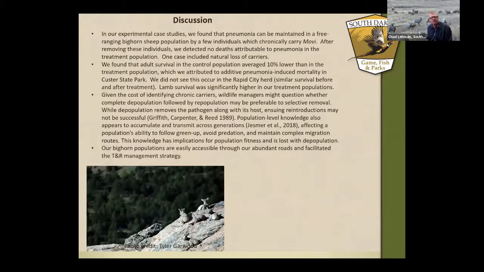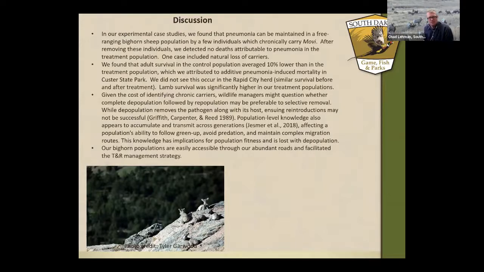Given the cost of doing this work, it's very expensive to radio mark and test all of the individuals within these herds. Managers might be wondering, why not just completely remove the entire herd and start over? Well, one of the big things we saw in Custer State Park is that some of these animals have a lot of knowledge about the area they live in, following green up, avoiding predation. They know where the migration corridors are. So I think there's some benefit in maintaining these older animals within these herds.